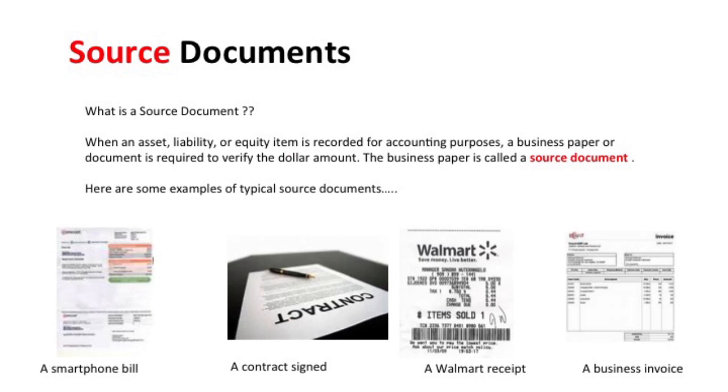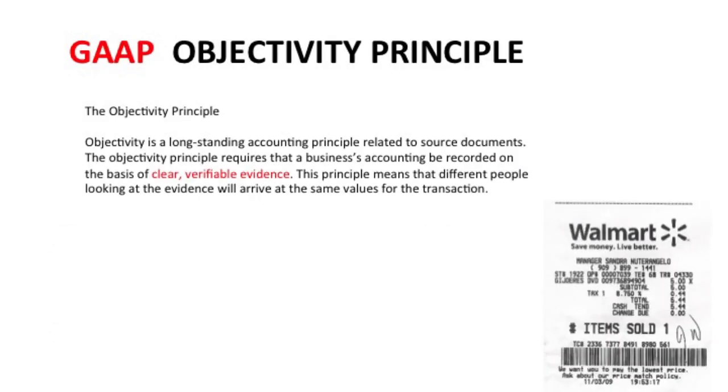Business transactions require source documents. Source documents are paper evidence that a transaction has taken place, and how much money is involved. Some examples of source documents are a smartphone bill, a contract, or a business invoice. Source documents provide objective evidence.